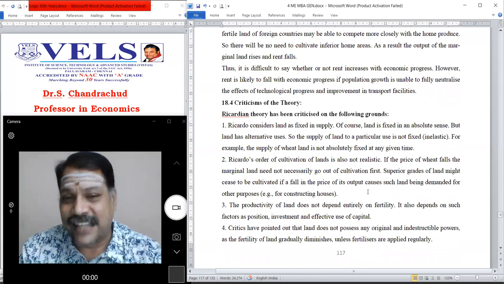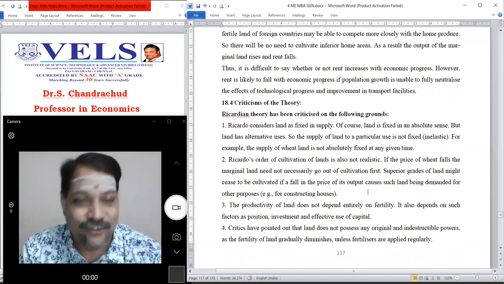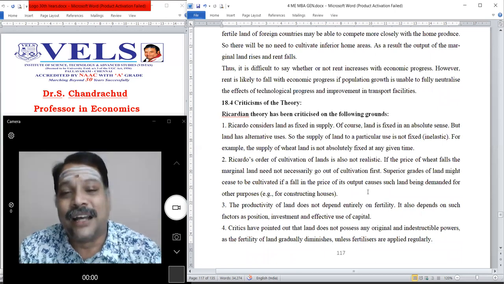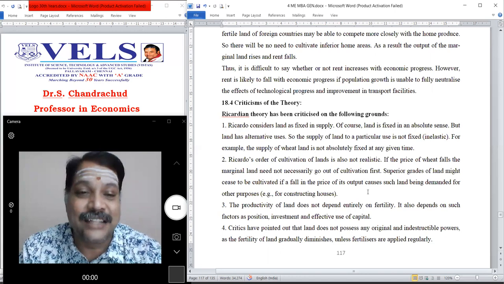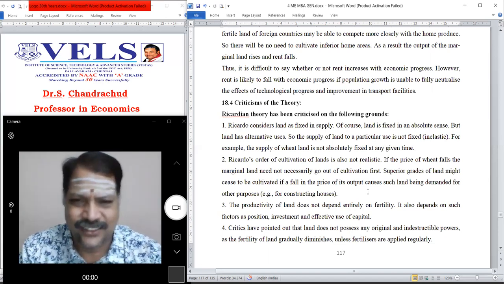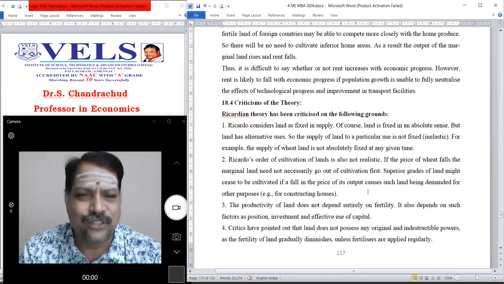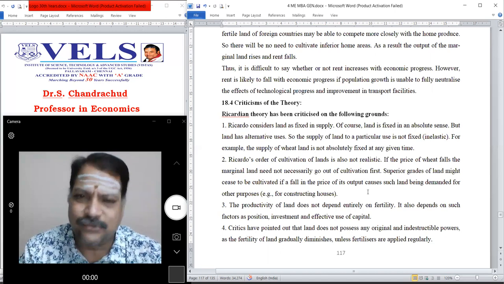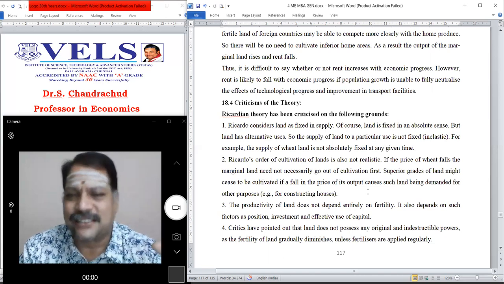Ricardo considers land as a fixed supply. Of course, the land is fixed in the absolute sense, but the land has an alternative use. So the supply of land in a particular use is not fixed. We can't say it is inelastic. For example, the supply of wheat land is not absolutely fixed for the given period of time. You may cultivate some other crop, nothing wrong in it. So this is a way it has been criticized.